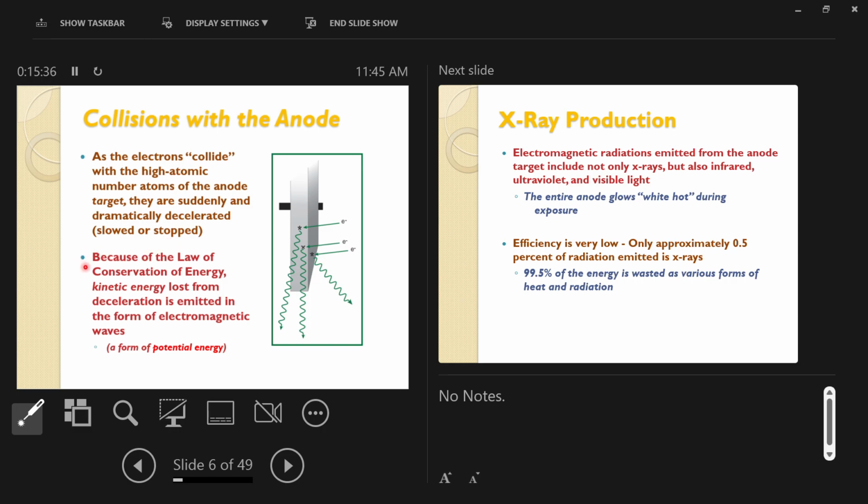The law of conservation of energy, as we've been talking about, says, for example, kinetic energy lost from decelerating electrons is converted into other forms. The forms that it's converted into happen to be electromagnetic waves, light. Some of it is visible light. If the X-ray tube had a clear casing around it, you would see some light emitted when you made your exposure, okay?